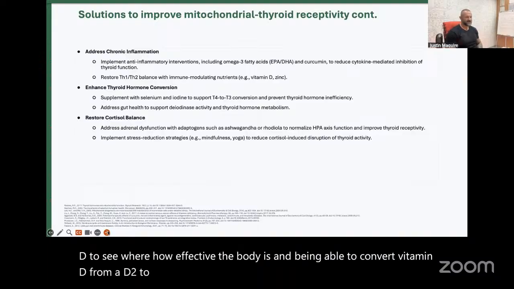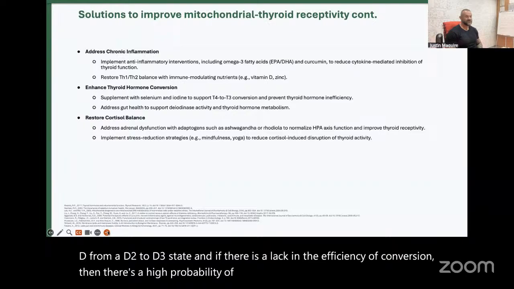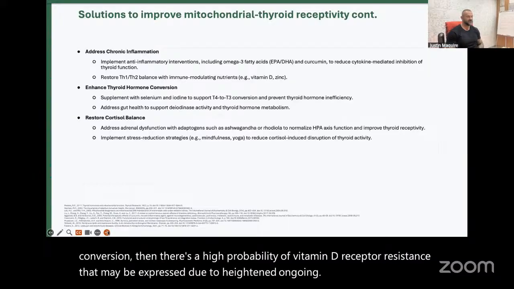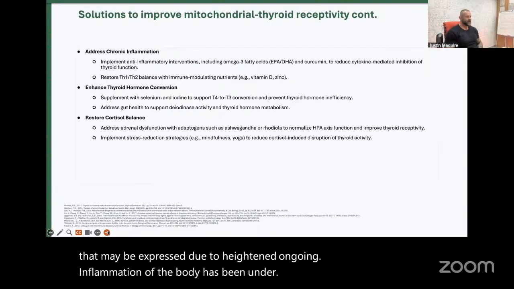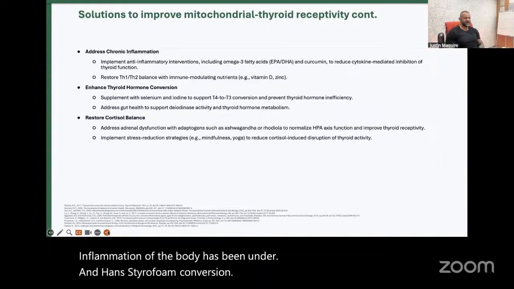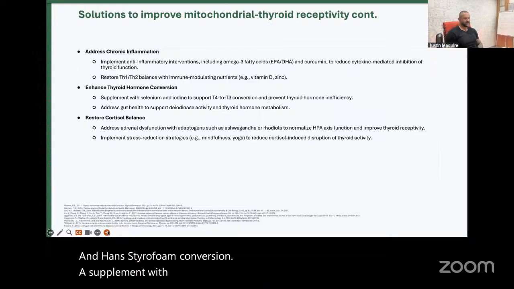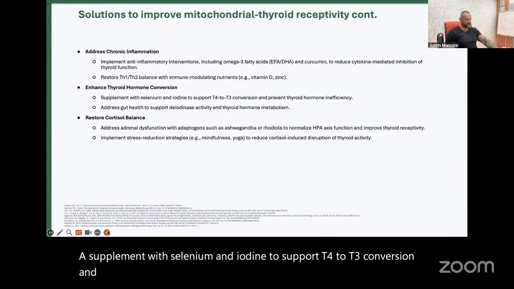And if there is a lack in the efficiency of conversion, then there's a high probability of vitamin D receptor resistance that may be expressed due to heightened ongoing inflammation the body has been under. Enhanced thyroid hormone conversion: a supplement with selenium and iodine to support T4 to T3 conversion and prevent thyroid hormone insufficiency. That's one variable.